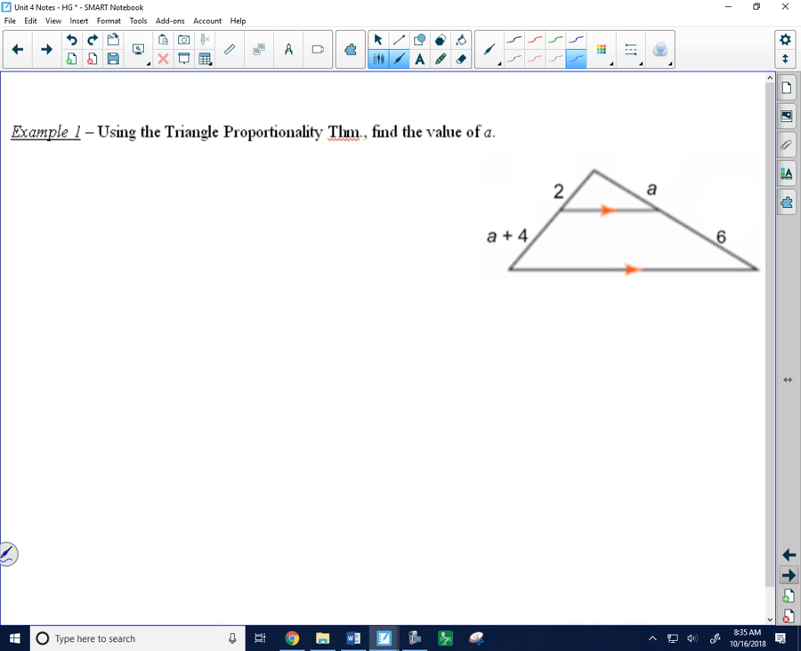So let's use the triangle proportionality theorem to find the value of A in this diagram. Since the arrows right there mean the sides are parallel, we can use the triangle proportionality theorem, side splitter theorem, to write a proportion. 2 over A plus 4, and then I can do A over 6. I mean, there's no ratio we could easily see between these, so we pretty much have to do this.